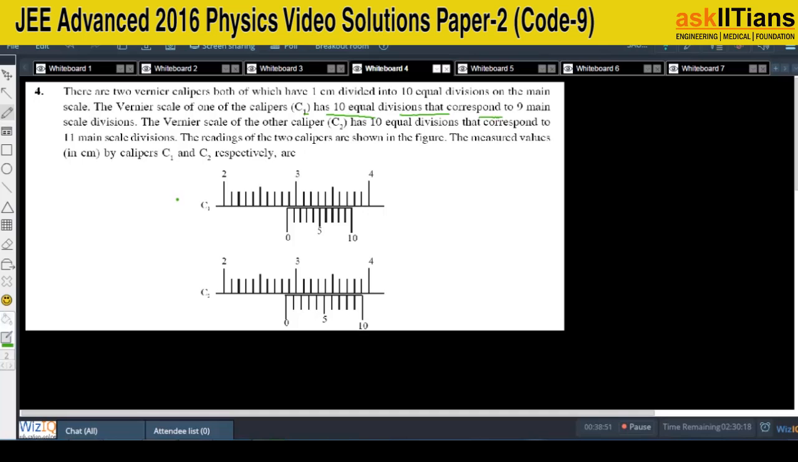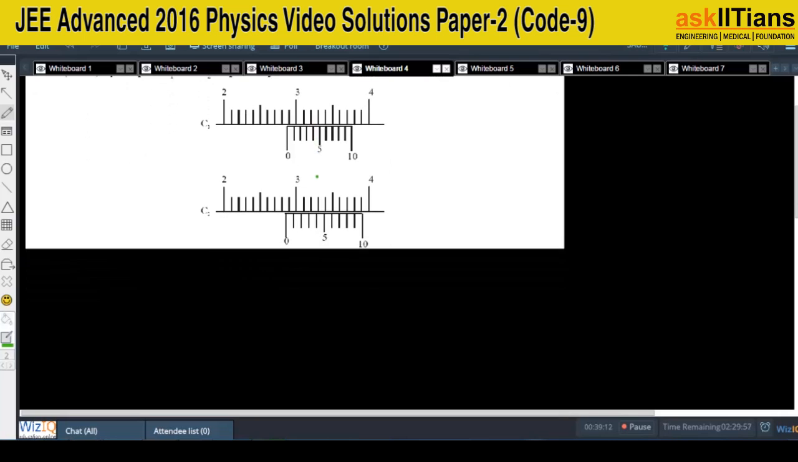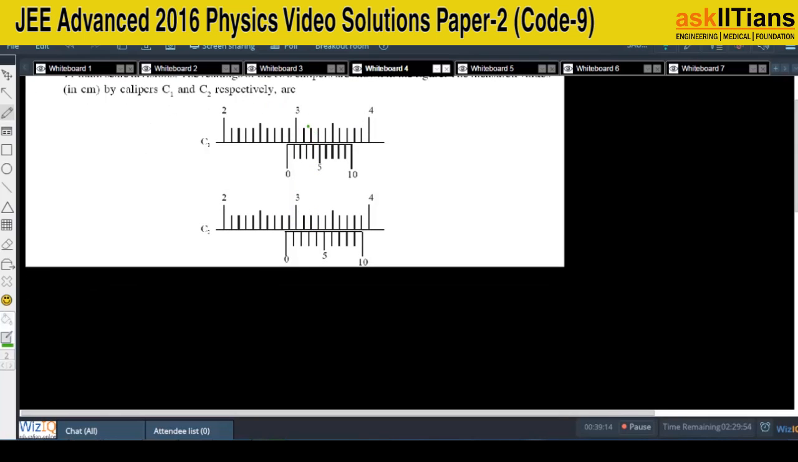So the measured value in centimeter by caliper C1 and C2, we have to find out the value of C1 and C2 in this question. This question is taken from the measurement analysis, in which the concept of vernier calipers, least count, and main scale division is used. So we will consider here that this is 3.5. It is also 3.5. So we can say this is the main scale division and this is the vernier scale division. They match at this point, 3.5 and 3.5. So we are going to consider the value at this point. What should be the value?